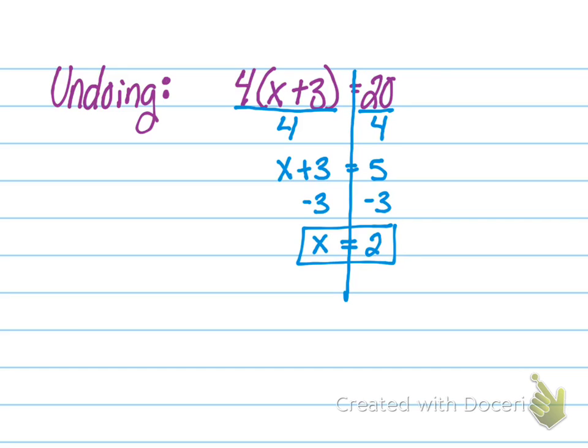Adding and subtracting undo each other, multiplying and dividing undo each other, but just a side note, whenever you have something being squared, to undo that, you do the square root.